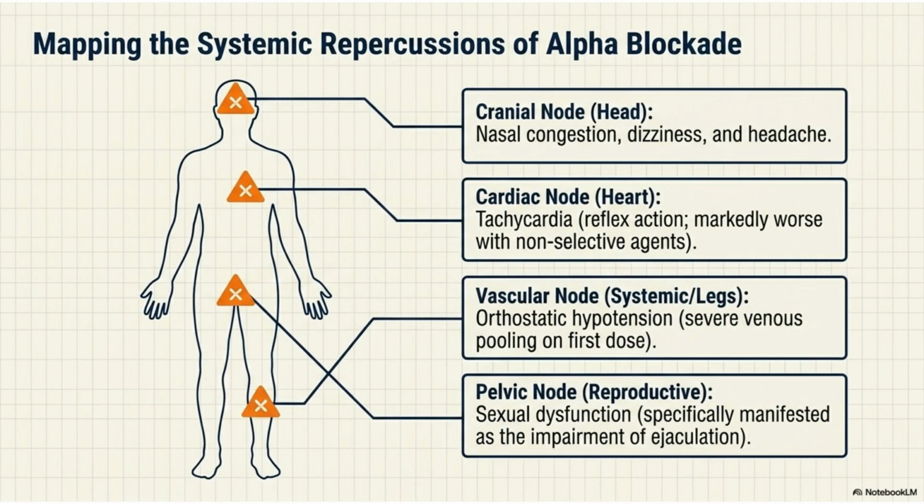Systemic repercussions of alpha blockade include effects on the head, heart, vasculature, and pelvis. This can manifest as nasal congestion, reflex tachycardia, orthostatic hypotension, and sexual dysfunction.